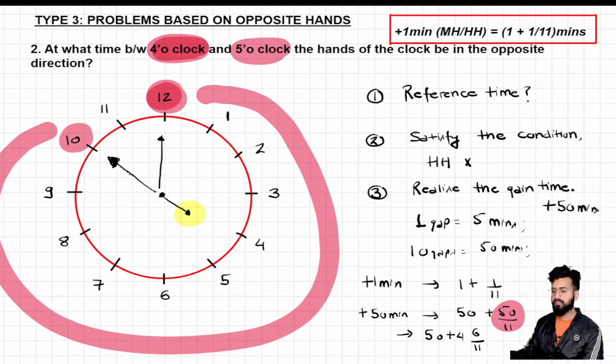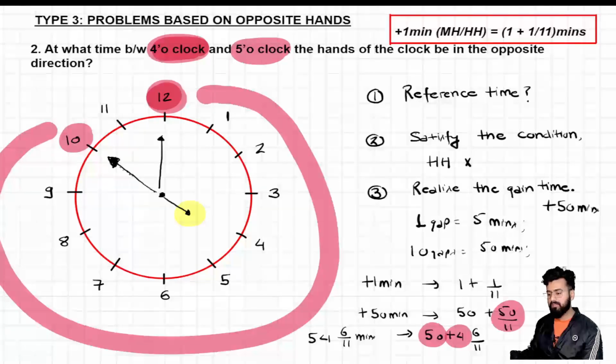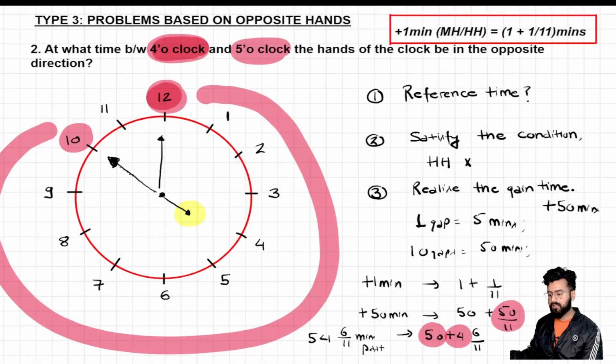So what is the final answer of the question? You would say, sir, the final answer would be, first add the whole parts: 50 and 4 would be 54. So 54 whole 6 by 11 minutes. 54 6 by 11 minutes passed since we started from 4 o'clock. So you will write this as well. The final answer of my question is 54 whole 6 by 11 minutes past 4 o'clock.